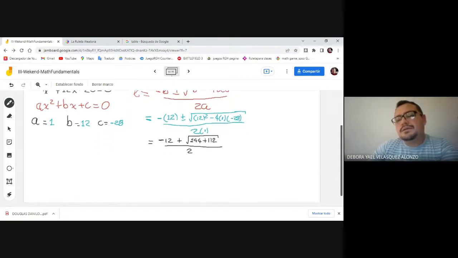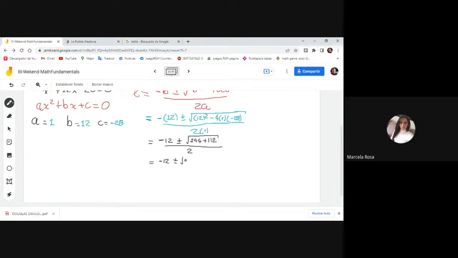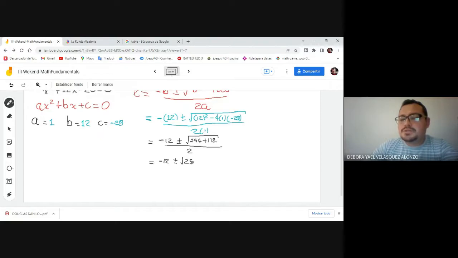So same as in the other exercise, okay? We have those expressions working like this. In this case, the negative 12 over there. Yeah, I got negative 12 because this is a negative sign multiplying positive 12, it makes it negative. Plus or minus. And let's see the result of this expression. What is 144 plus 112? 256. What we should look in the calculator is if this 256 has an exact root, and then we're gonna work with that exact root.